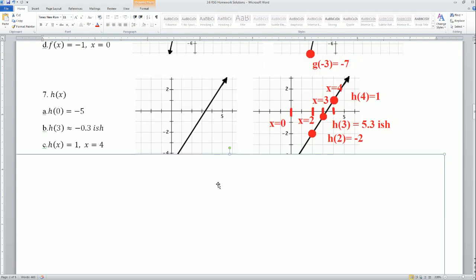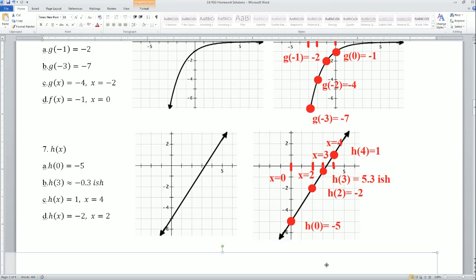Let's look at 7. A little clustered here, so just listen up. When you have your input of 0 for h, your output is -5. Right? 0, -5. When your input is 3, your output is roughly around 3.5-ish right there. When your output is 1, your input here is roughly around 4. So if you plug in x equals 4, your output will be equal to 1. Right? That's what that dot means here.